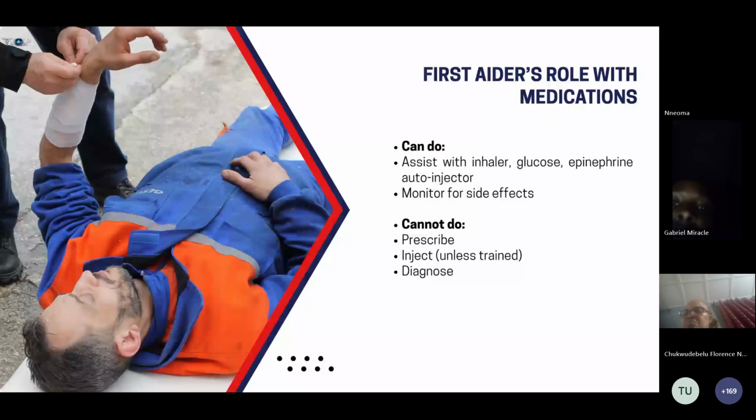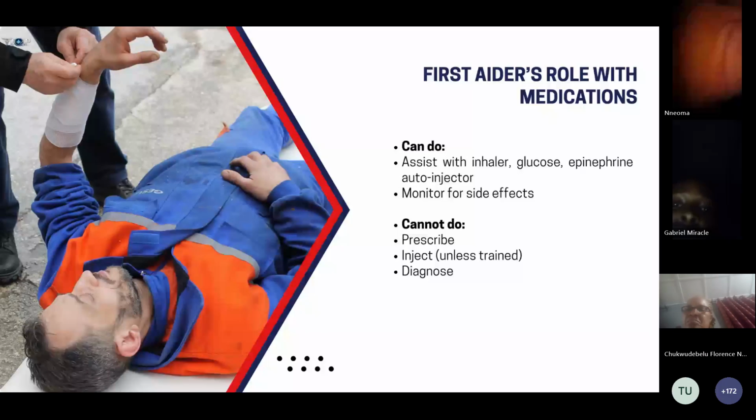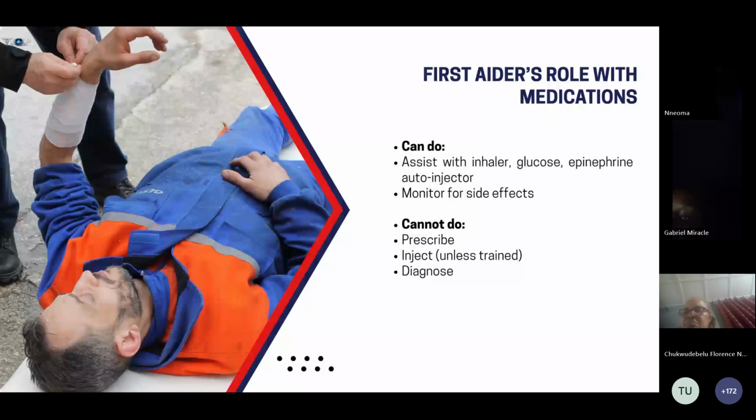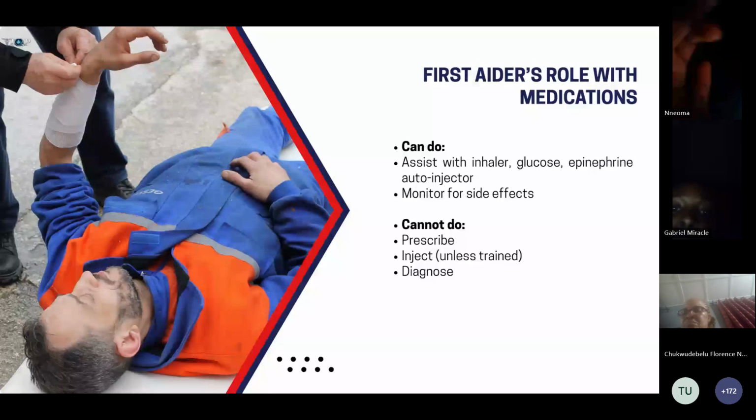So do not diagnose. Do not say, oh, I think the person has a fracture, whereas you've not done an x-ray, you've not done anything, and you are not even certified to do that. So you do not diagnose. But you can assist with the salbutamol inhaler for asthma patients.